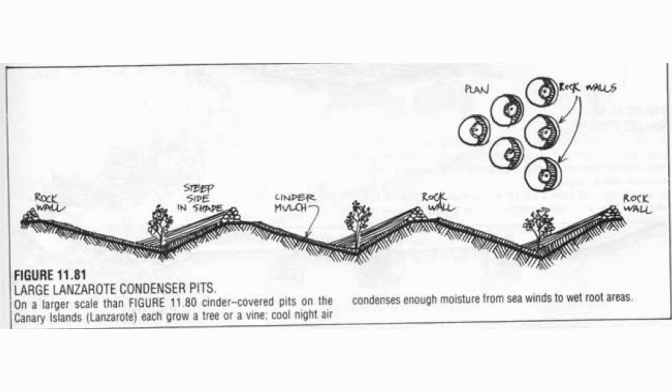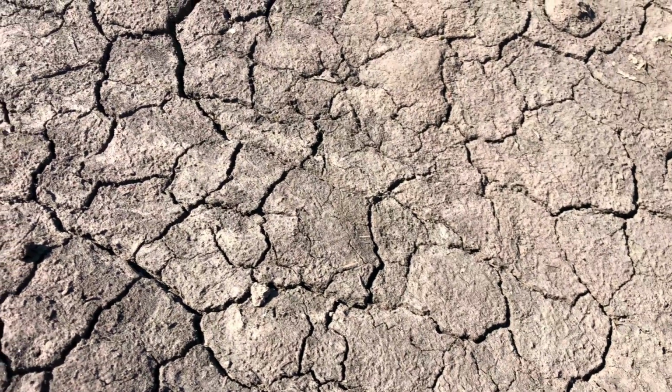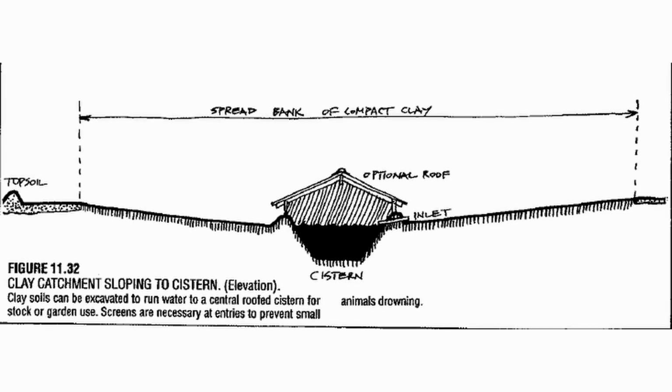If you are lucky enough to find good clays in the desert, you should make water tanks in the ground, but the tanks should be deep and narrow, and they should be connected to a runoff area, and they should be roofed to prevent evaporation.